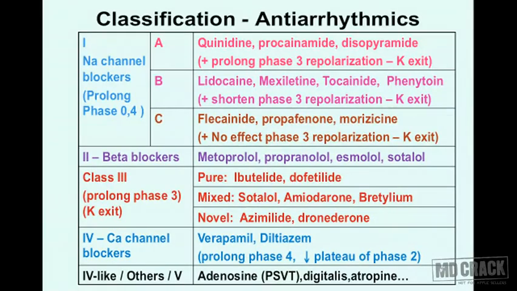So that's adenosine, a very important class, or class 5, or you call it others, in the other group, other drugs. A very important drug is adenosine, and it's the drug of choice for paroxysmal supraventricular tachycardia. That's PSVT. So adenosine, a short-acting agent, is a drug of choice for PSVT. This we are putting in others.